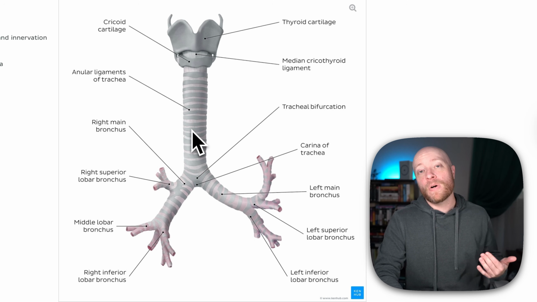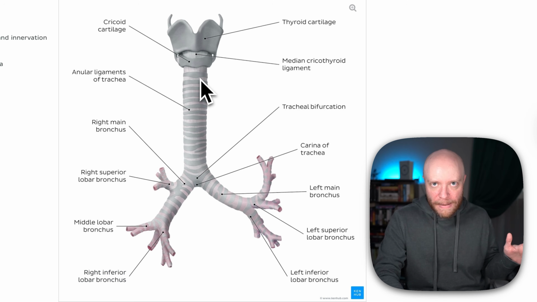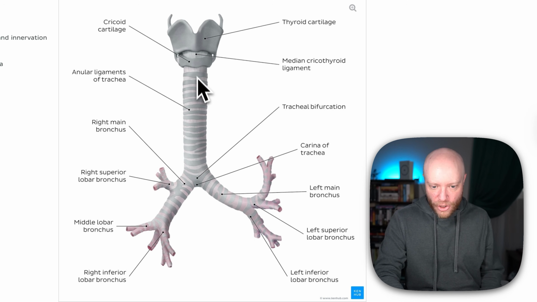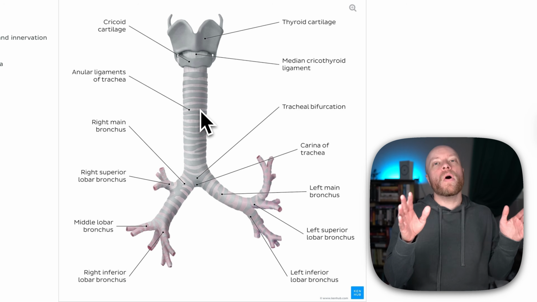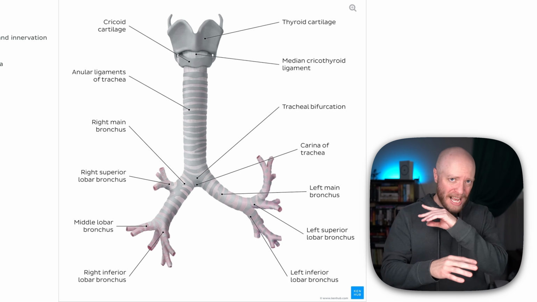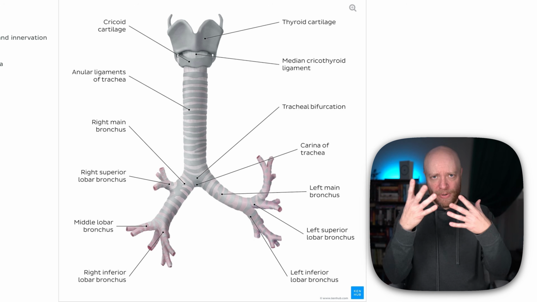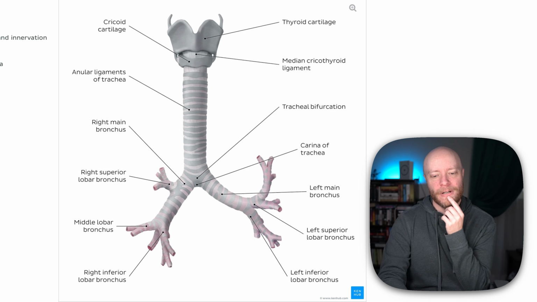Now, the type of cartilage is called hyaline cartilage, and hyaline cartilage is the most common type in the human body. Even though this is the larynx, the thyroid and cricoid cartilage, all of these rings here are called tracheal rings. These tracheal rings are all made of hyaline cartilage, and so is your nose. Hyaline cartilage is on the ends of all the long bones in your body. Hyaline cartilage is very, very common.